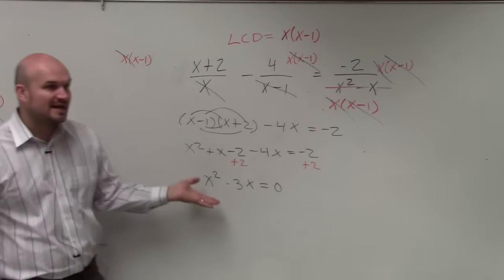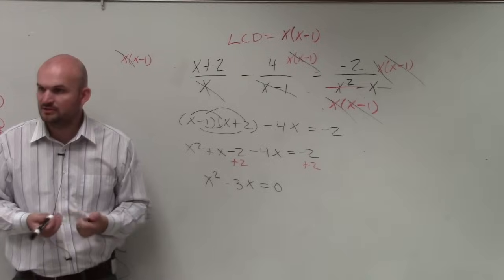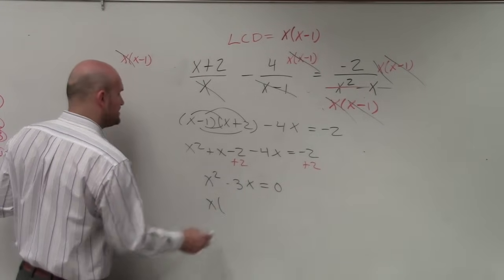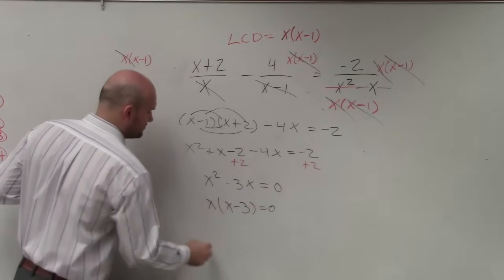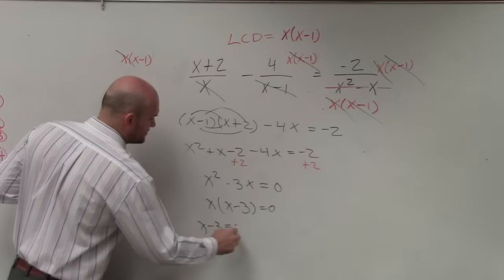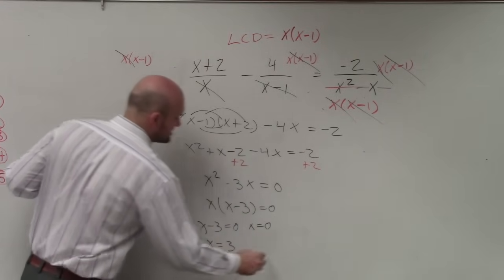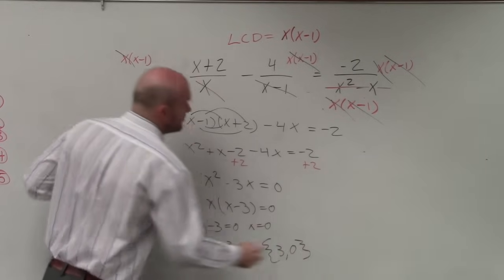Now, in this case, we don't actually have to factor using a trinomial or the quadratic formula. This one's actually not that bad. I can just factor out the x. When factoring out x, I'm left with x minus 3 equals 0. So I can say x minus 3 equals 0 and x equals 0. So my solutions in this case are 3 and 0.